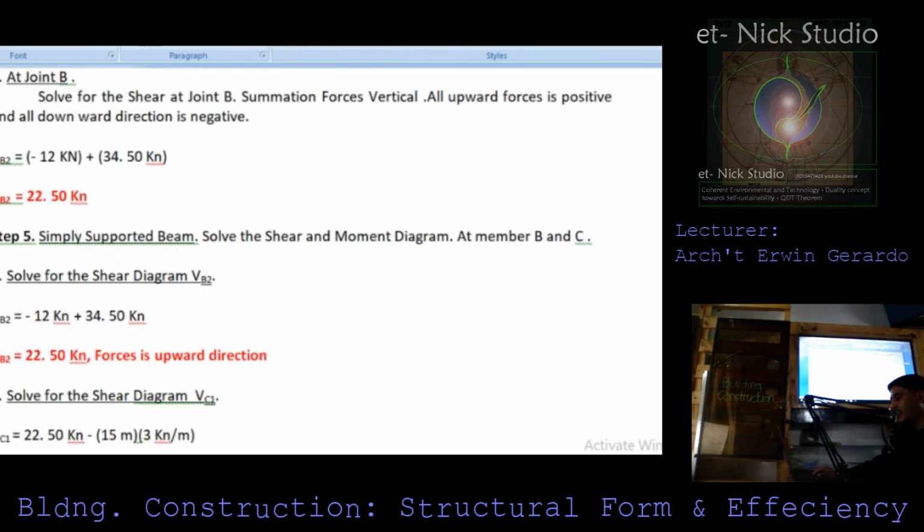So now for the simply supported beam under step 5. This is already the last portion of the cantilevered structure of the figure. So you need to solve the shear and moment diagram at members B and C. So solve the shear diagram under VB2. So we have VB2 equals negative 12 kilonewton plus 34.5 kilonewton. We have VB2 is 22.5 kilonewton. Forces are in an upward direction.